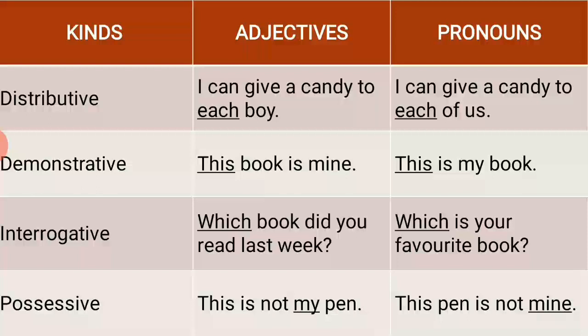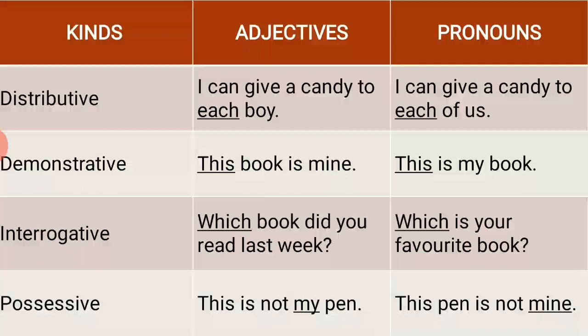This is not my pen. So in all these, the words each, this, which and my are adjectives. Why? Because they actually qualify the nouns boy, book, and again in the interrogative form book, and in the possessive pen. So therefore it is an adjective, and of course they are coming before the noun itself.